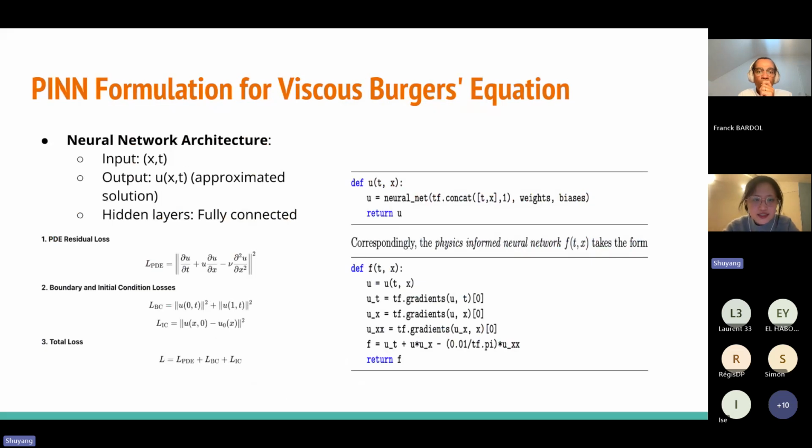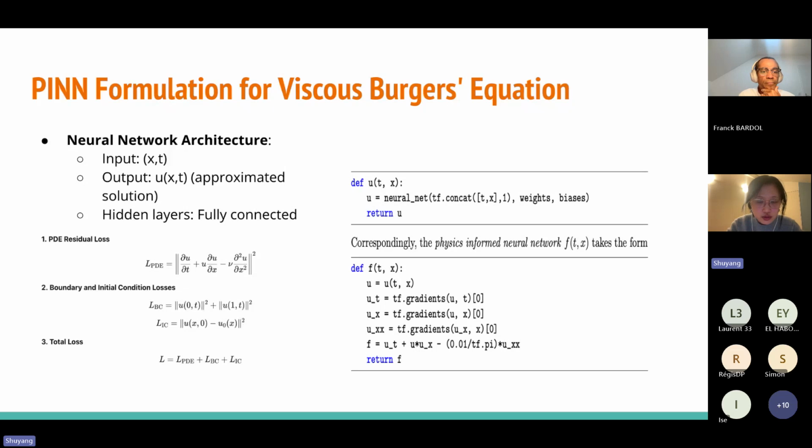So the code looks like this in general. I define a neural network with two inputs, T and X, with weights and biases. These weights and biases are what I'm going to learn during the learning process. And I also compute the equation this way: U is U, UT is UT, UX is UX. When you compute this, at every iteration, you plug all of this into the residual term plus the boundary and initial conditions, and you let the training process minimize the total loss.